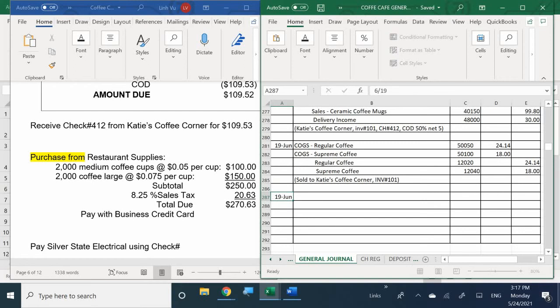Medium coffee cups. Yep. And large coffee cups and Visa payable. Good. Medium coffee cups. Large coffee cups. And Visa payable, because we're paying with the business credit card. Good. We're going to put this off for a while.